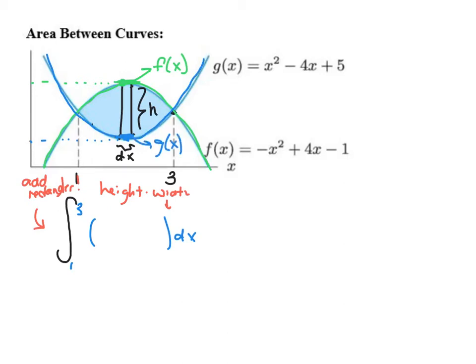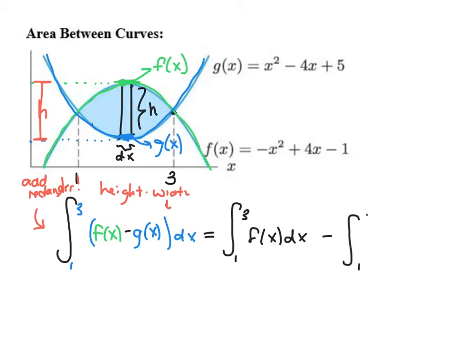So the height of our rectangle is just going to be the difference between f of x and g of x. That height will be determined by taking the output of f of x and subtracting the output of g of x. So we can apply a difference property of our integrals. We could just calculate the integral from 1 to 3 of f of x and subtract the integral from 1 to 3 of g of x.